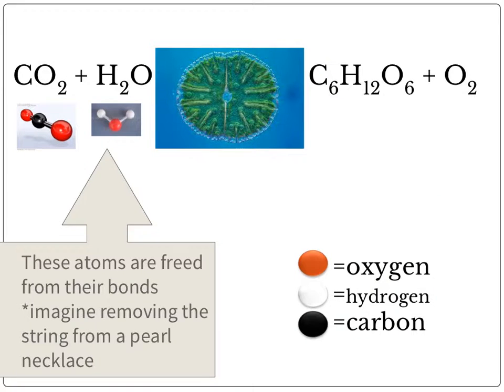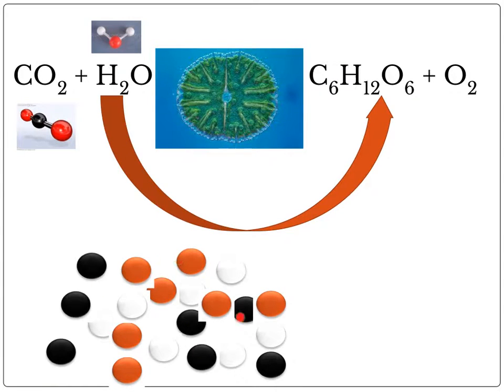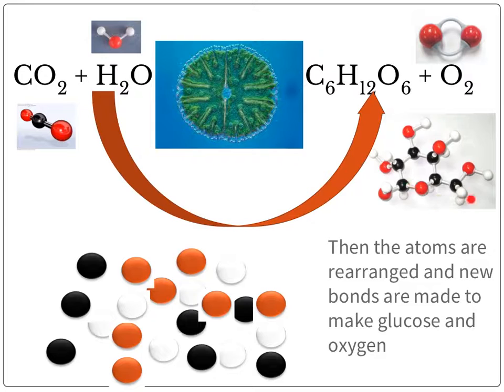So in the process of photosynthesis, the atoms, through the energy from the sunlight, are freed from their bonds. Yeah, so these bonds here are broken. And imagine like the pearls coming off of the string from a pearl necklace. Okay, and then they're just being rearranged in a new configuration over here. Here they are, all free. And then the atoms are rearranged and new bonds are made to make this glucose and this oxygen.